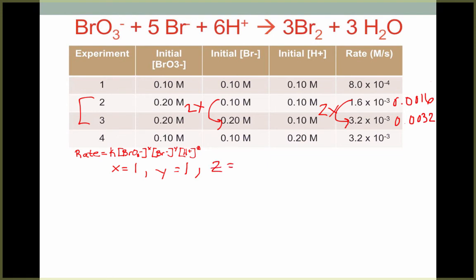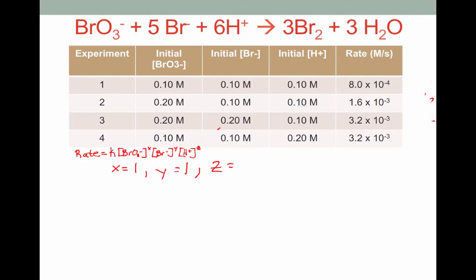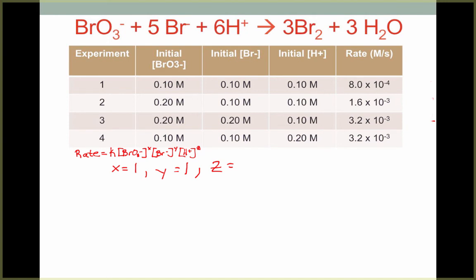Finally, Z is looking at H plus concentration and how it affects the rate of the reaction. So find two trials in which the concentration of H plus varies and the concentration of the other two reactants remains the same. If you said trial 1 and 4, you're correct. Notice that here, BrO3 remains constant, Br minus remains constant, but H plus doubles from trial 1 to trial 4.